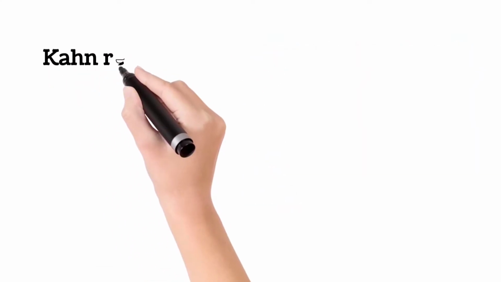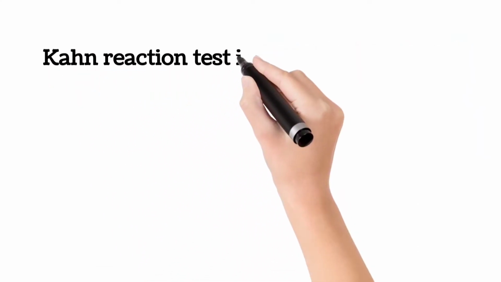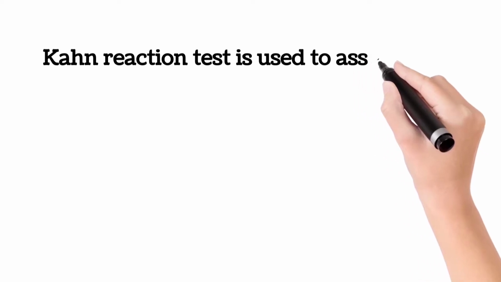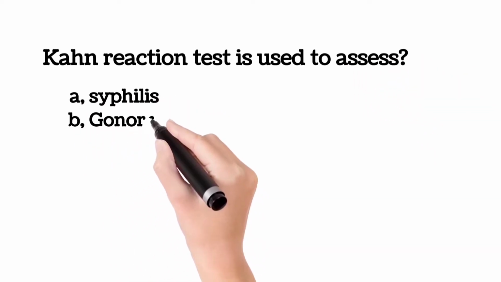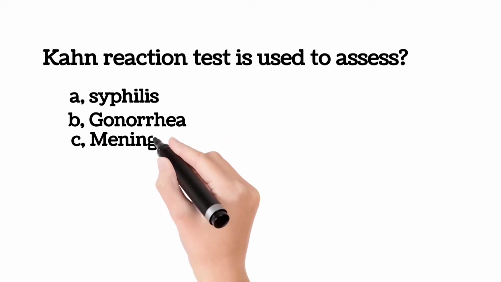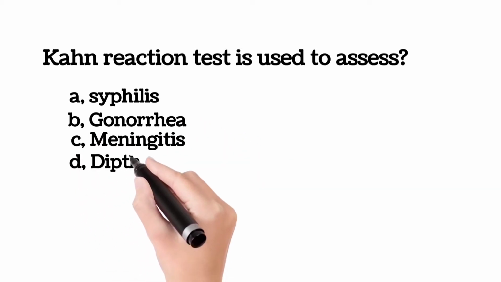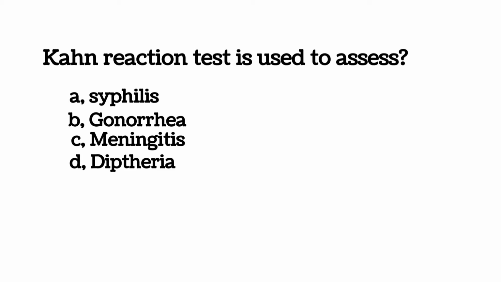Kahn reaction test is used to assess: the options are A. Syphilis, B. Gonorrhea, C. Meningitis, D. Diphtheria. The answer is option A. Syphilis.